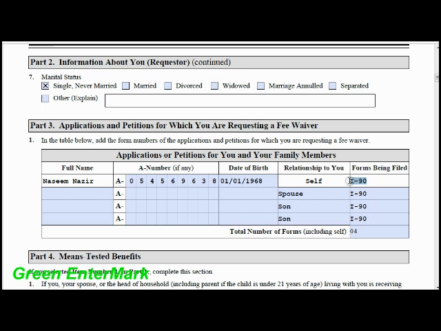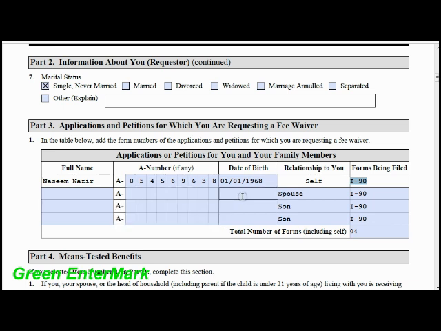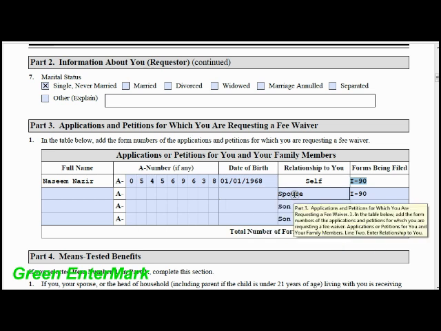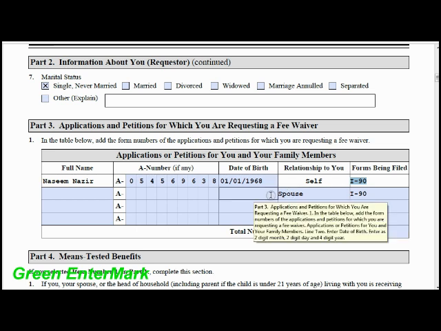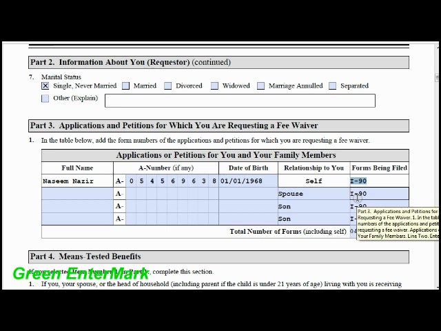Okay, and you have to mention all the family members' names, alien registration numbers, dates of birth, and relationship with you. For example, my second one is my spouse, and also the form for which you are submitting this fee waiver form. Okay, after that it is complete.